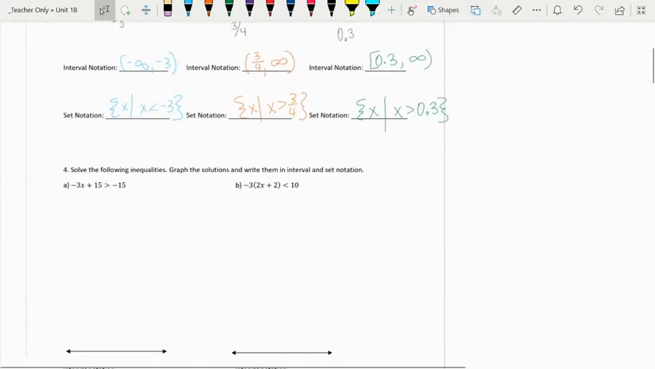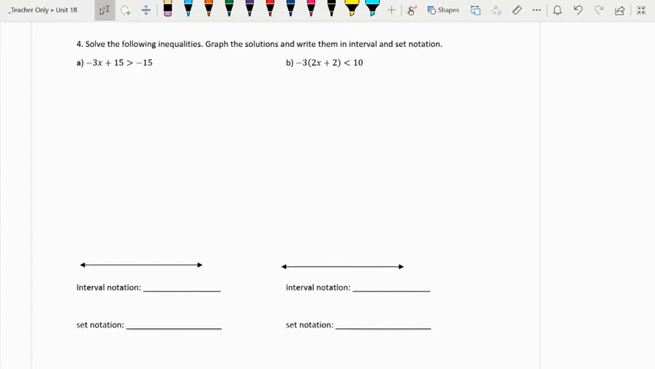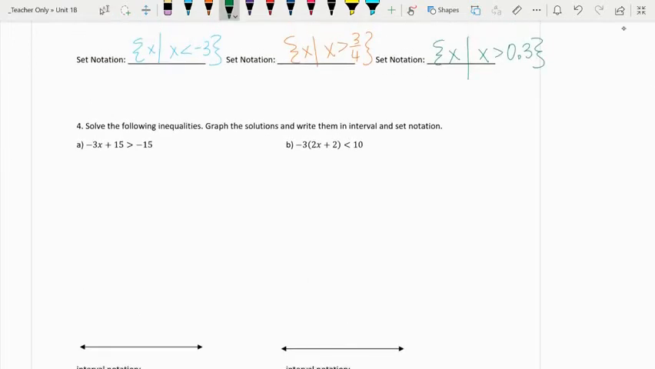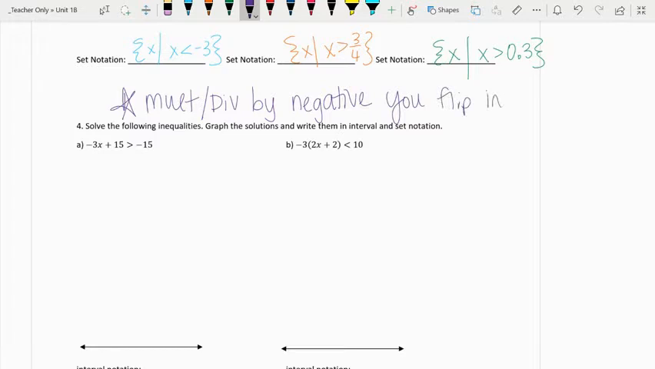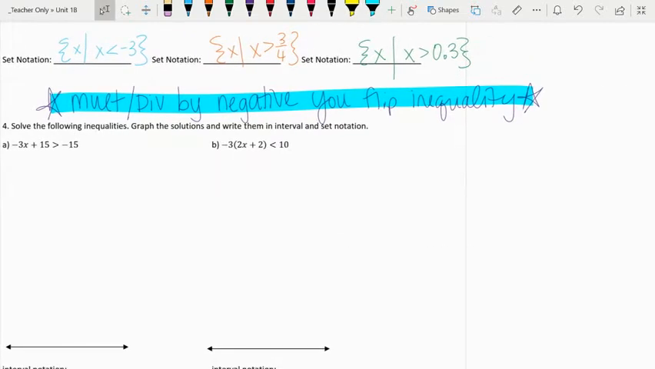So building off of what we just did there, we are going to do the same process, but now we have to solve first, okay? Probably the main thing from solving is if you multiply or divide by a negative, you flip your inequality. Okay, this is the huge part of today, okay? Multiply or divide by a negative, you end up flipping your inequality.